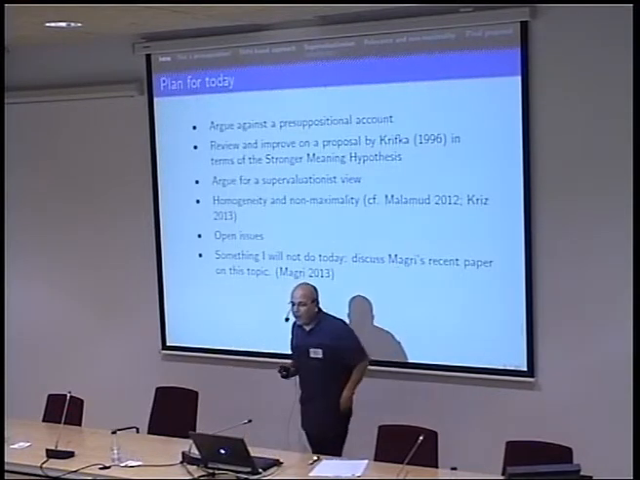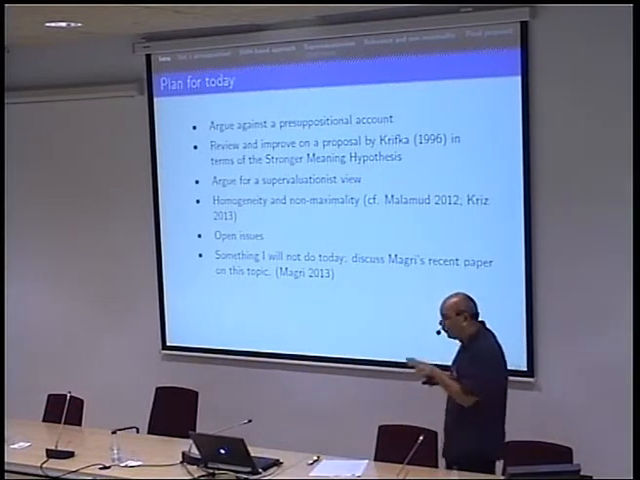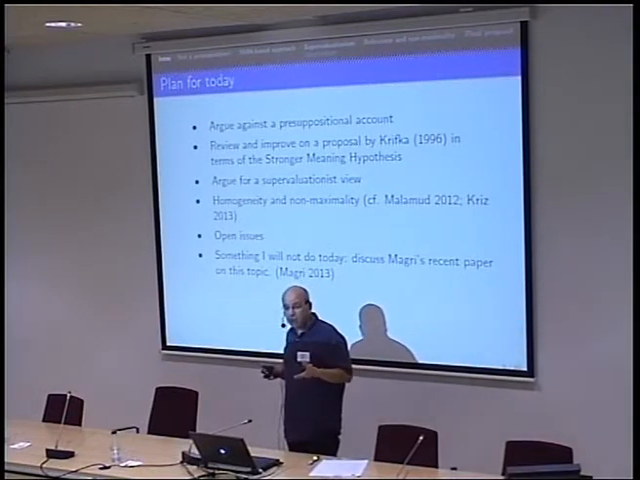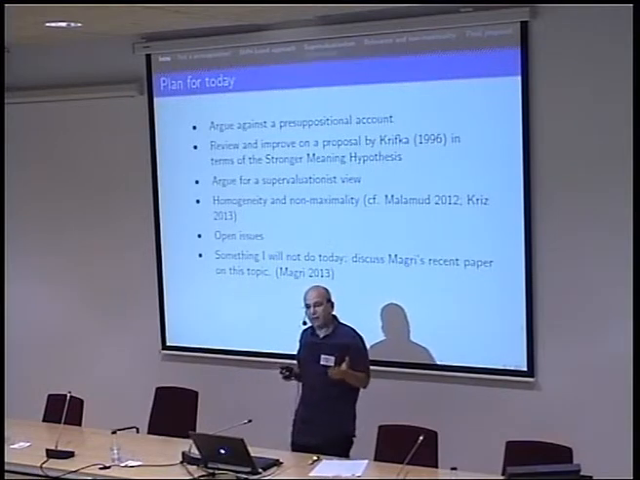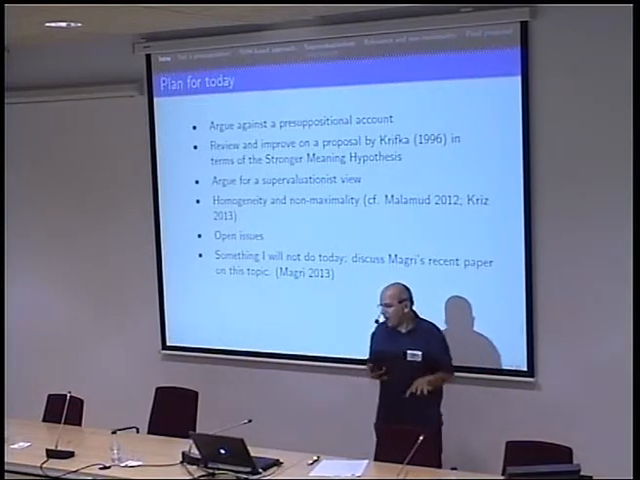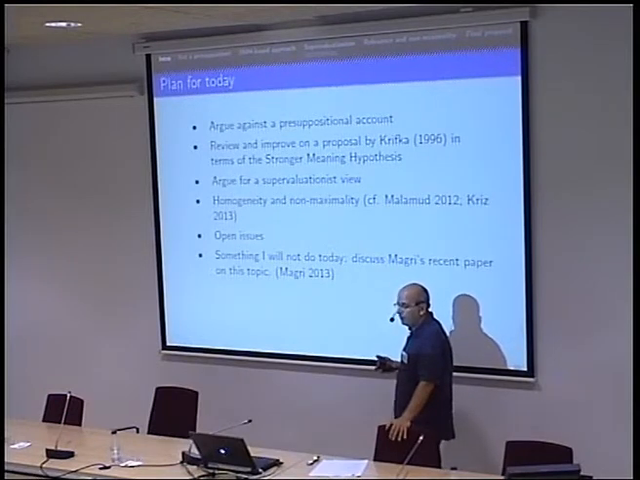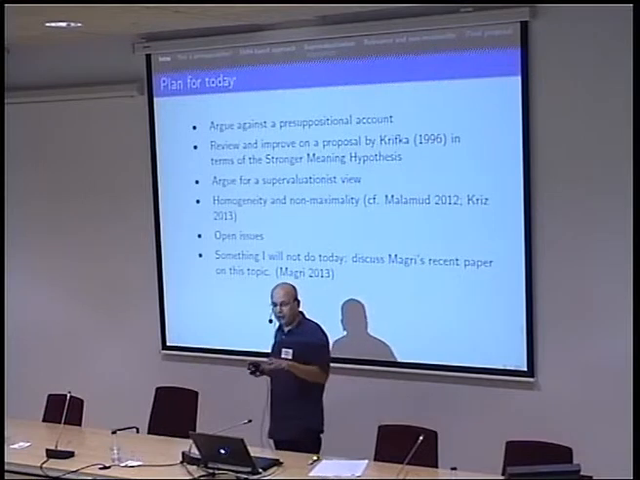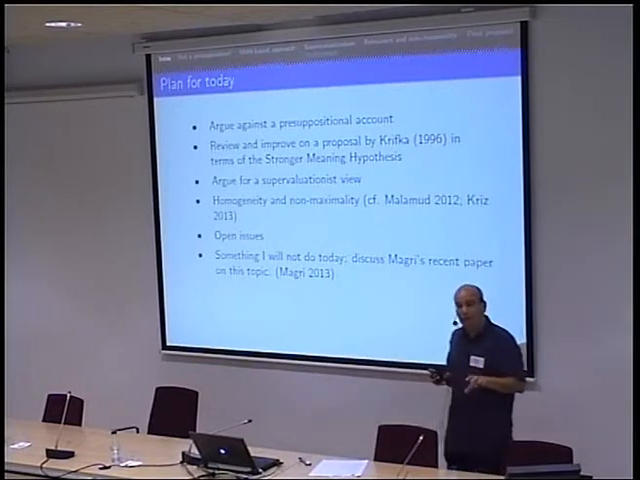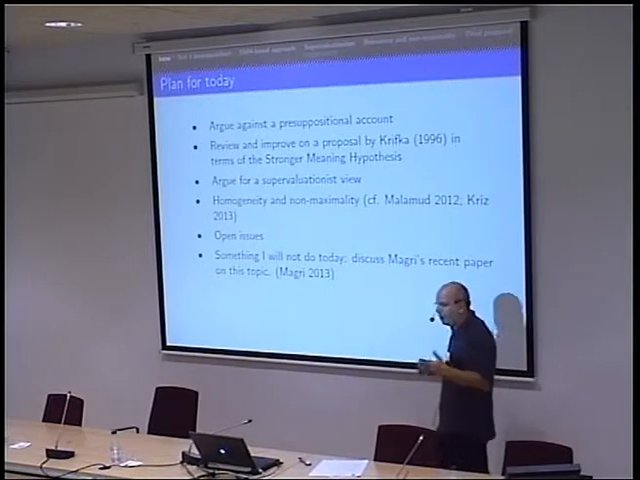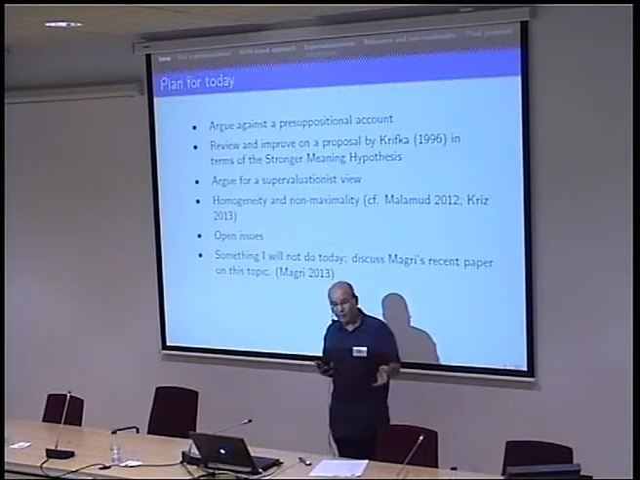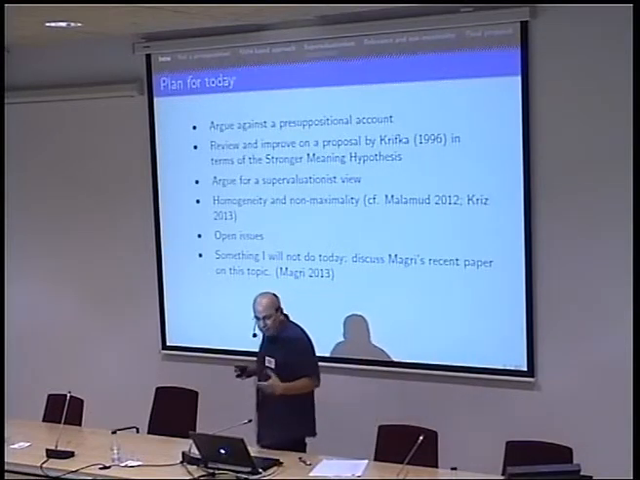Now, what I will do with this: I will argue against a presuppositional account, in the sense that even though I will use trivalent semantics, I will argue that this homogeneity condition is not a presupposition in the usual sense. That is, in particular, it doesn't project like presuppositions. I will review and improve on another proposal by Krifka in terms of the stronger meaning hypothesis, and to improve on this, I will adopt a supervaluationist view, and I will explain what that is. Then I will talk about the fact I mentioned in the beginning: if you look at the truth conditions for John solved the problems, it's not exactly that he should have solved all of them. So we have this non-maximality, where it's okay to have a few exceptions. I'll talk about that, and I will finish with open issues.